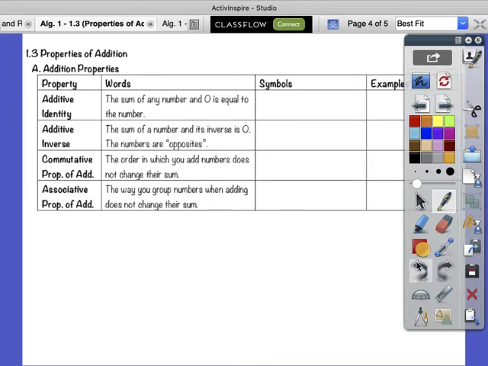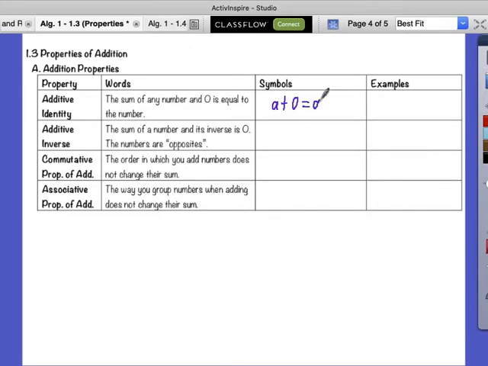Alright, so a plus 0 is just equal to a. Any number a is just a variable. It could represent any number at all. And if you take any number and add 0 to it, you get the original number. Is that an O or 0? It's a 0.